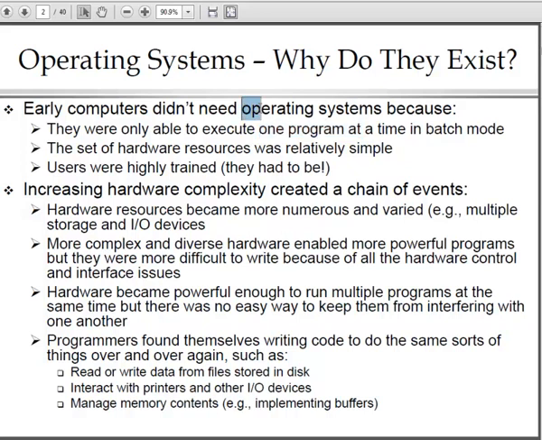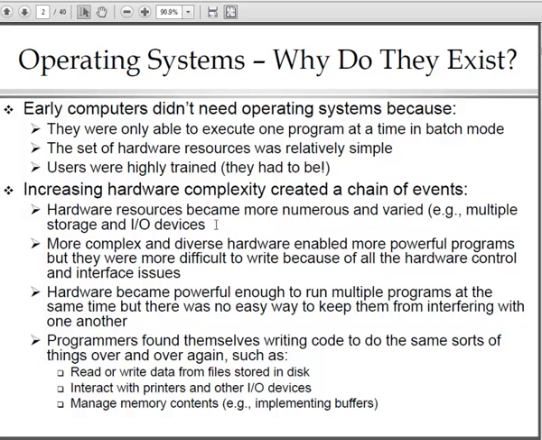So why did we wind up needing operating systems? Well, basically computers got better. And as they got better, their hardware got more complex. Their software also got more complex. And there became a need for a set of functions that today we associate with operating systems to basically make life easier. One of the big changes was that the variety of hardware resources changed.